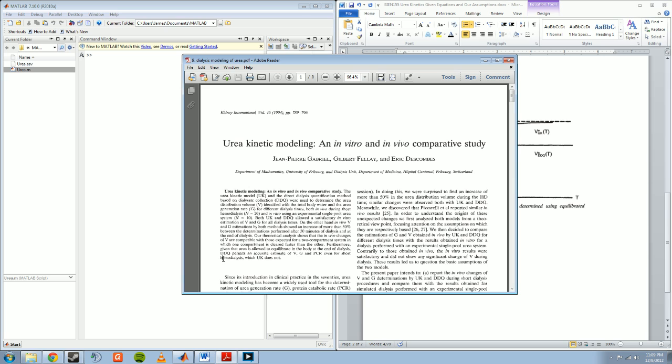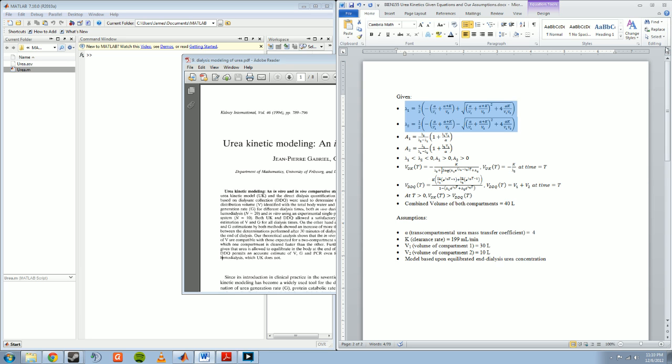Hello, today we'll be looking at the urea kinetic modeling. The goal for today is to be able to use the information from the study and show the urea distribution volume over time in a two-compartment model using MATLAB. In order to determine the urea distribution volume, we will be using the urea kinetic model and the direct dialysis quantification method.